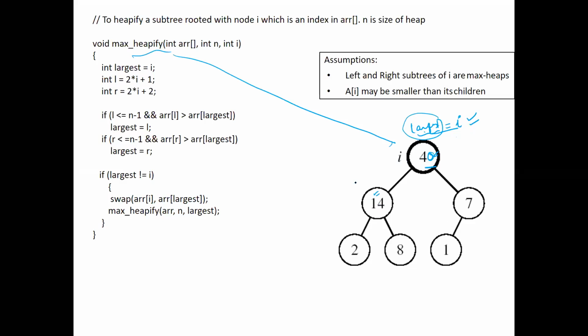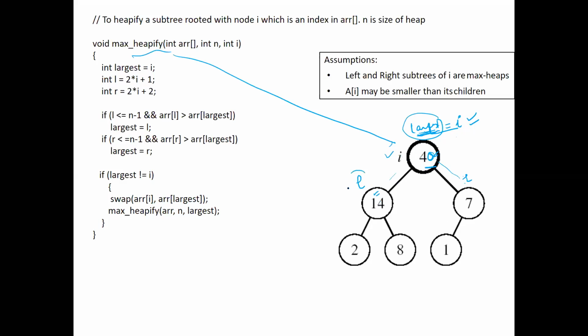Then we get the left index, then the right index. Left is 2 times I plus 1. Right is 2 times I plus 2. Largest will keep track of the index with which you will be swapping the value at the ith index. So this will become left, this will become right.